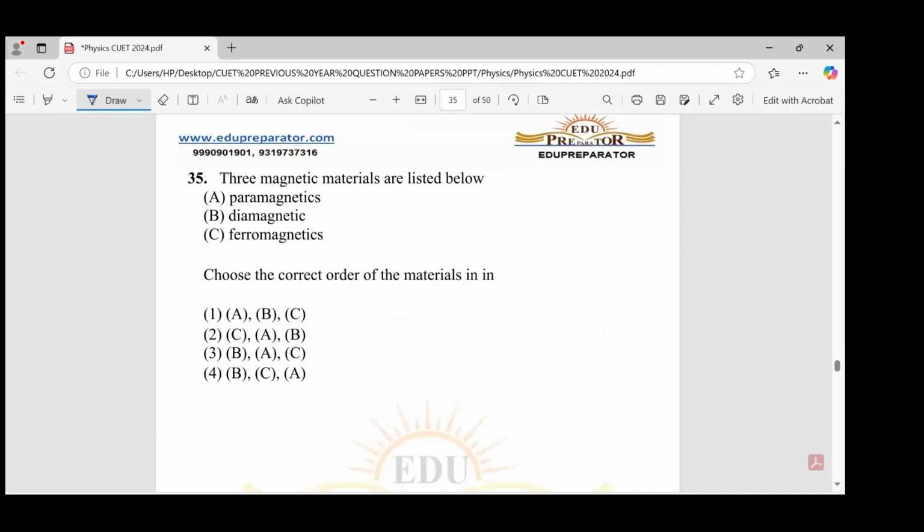Let us move to the 35th question. The three magnetic materials are listed below: para, dia, and ferro.